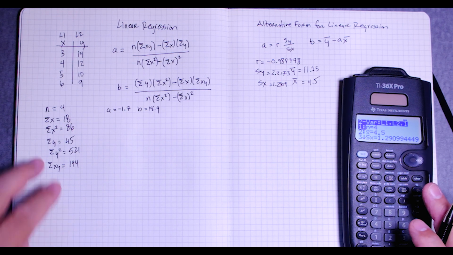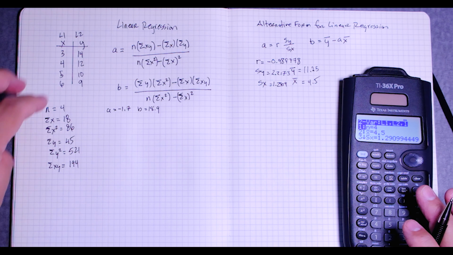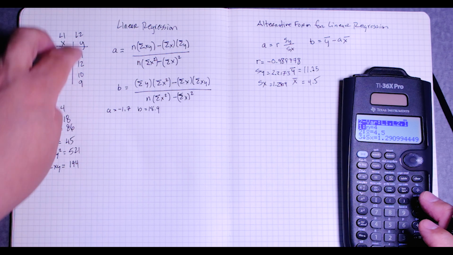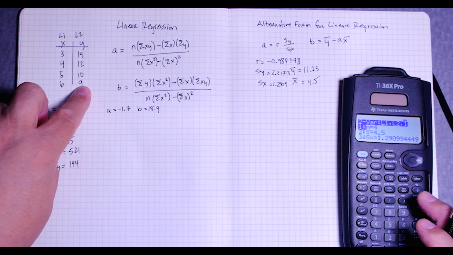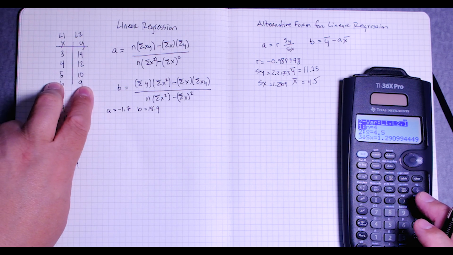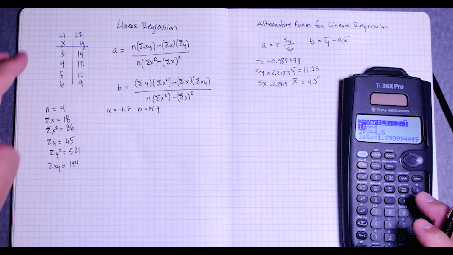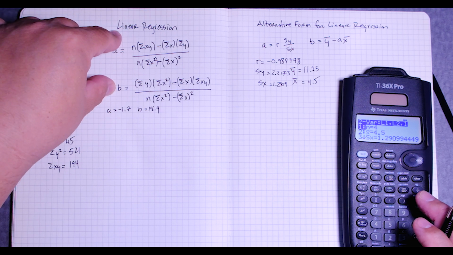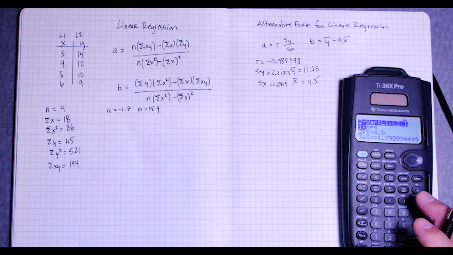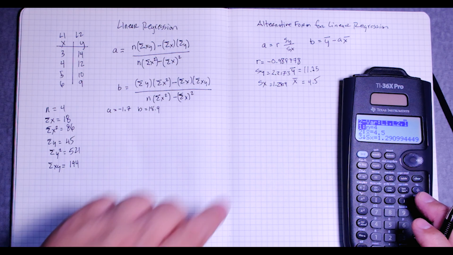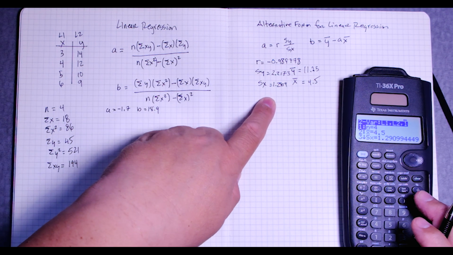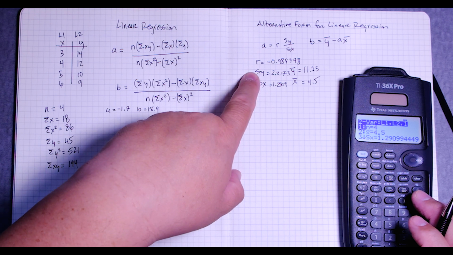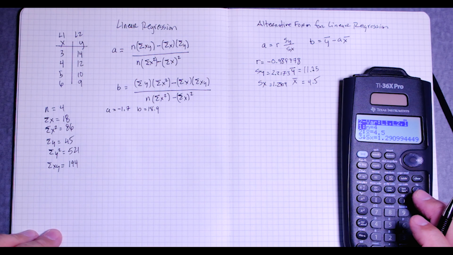So this video demonstrated how you put the information on the calculator, the TI-36X Pro, these ordered pairs, right? And then you can find the sums, and then you can plug them into the formulas for A and B, if that's what you do in the class, or you do the alternative form for the linear regression by finding different values. In particular, SX, SY, Y bar, X bar.